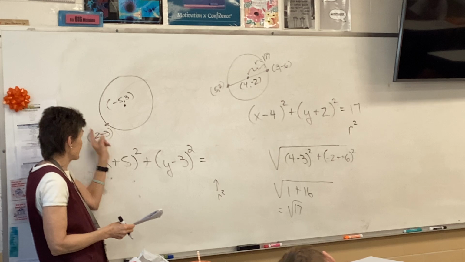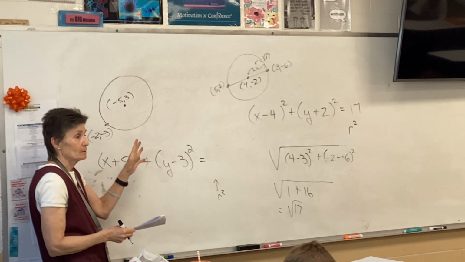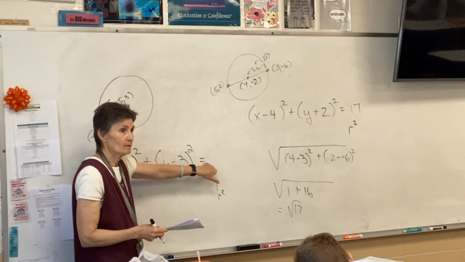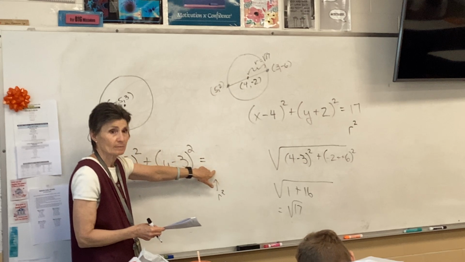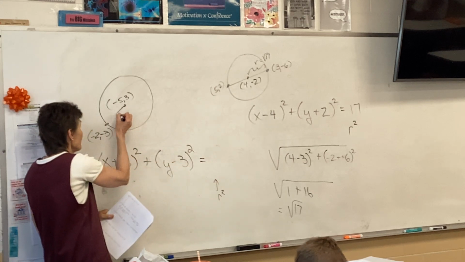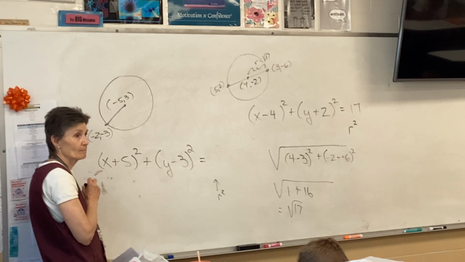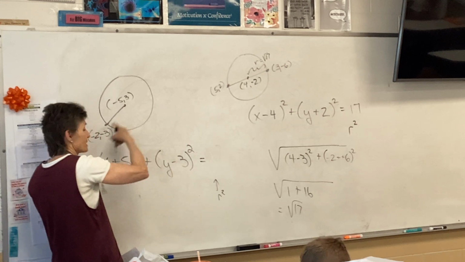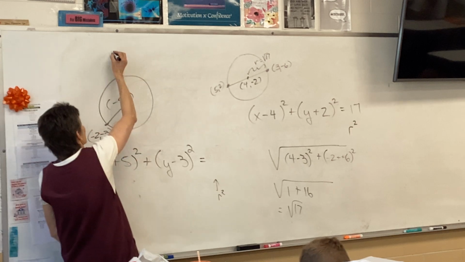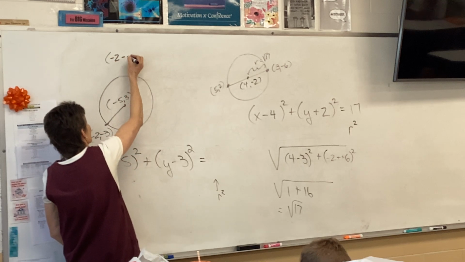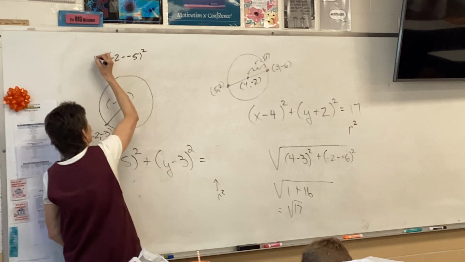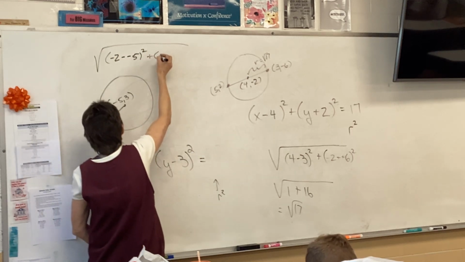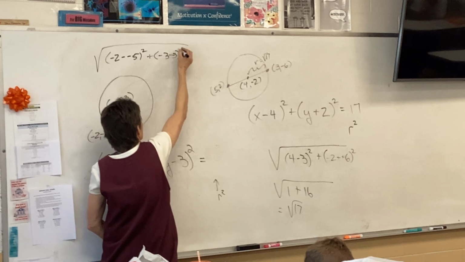So that point is somewhere on the circle. Now, what do I still need here? I need to find my radius. Wouldn't this be a radius right here? So I just need to find that distance. So negative 2 minus negative 5, squared, this is under a radical, plus negative 3 minus 3, squared.